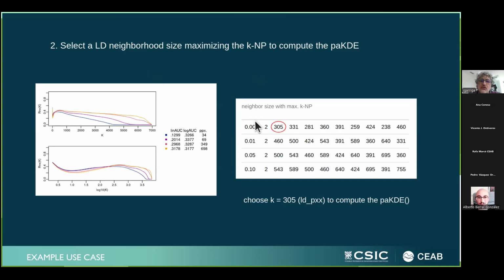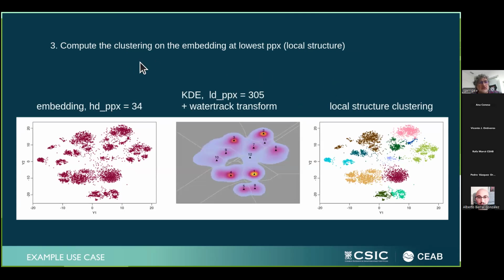So for this embedding, which is with the lowest value, the one that is showing the most local structure, and that is best, or most probably, reflecting the clustering at the highest resolution level, we have a maximum of KMP at 305. So we use this value of perplexity.